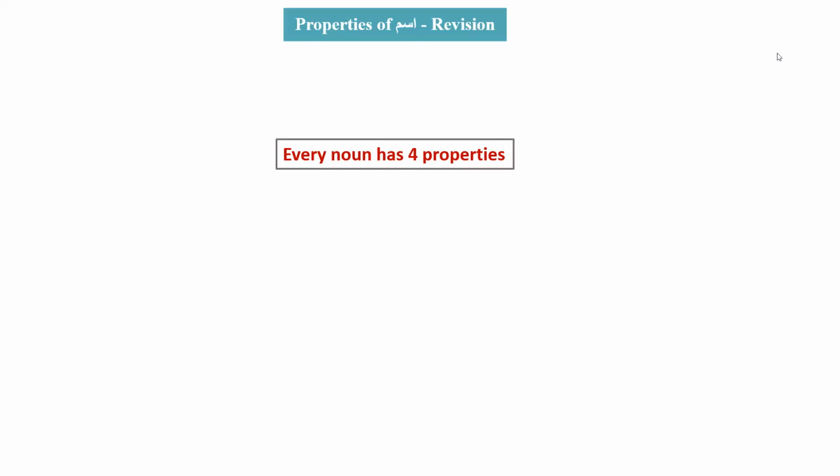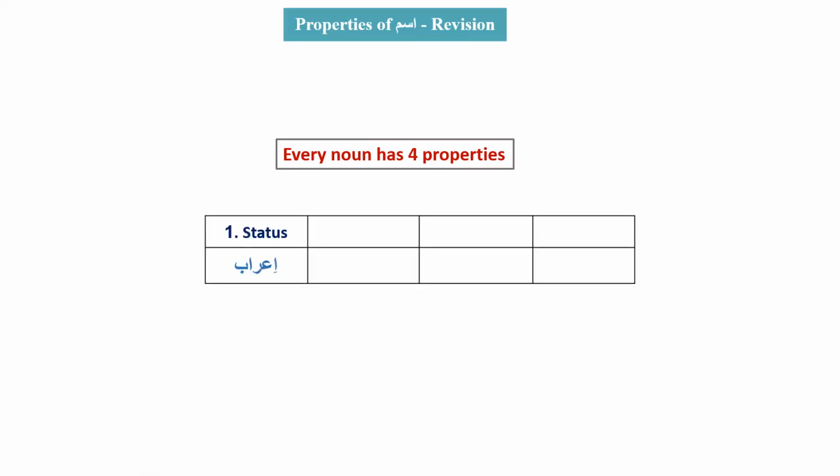Okay, again, another question. How many properties of ism? Arham, how many properties of ism? 4 properties of ism, uncle. What are they? Their status, gender, number, and type. Status, gender, number, and type. We have done status. So we are going to do now gender. Gender. All right. Good. Thank you, Arham.